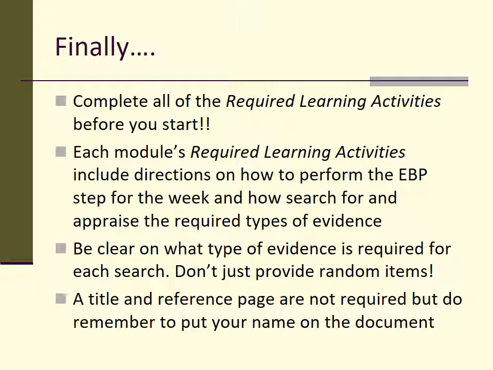Be clear on what type of evidence is required. Each homework's evidence search has very specific requirements, and if you do not retrieve the correct evidence type, no points may be earned for the summary citation or link. There is no partial credit for Part 3. So don't just find random items, as very specific types of evidence are required. A title page and reference page are not required as you are filling in the information on the form. However, do remember to put your name on the document.